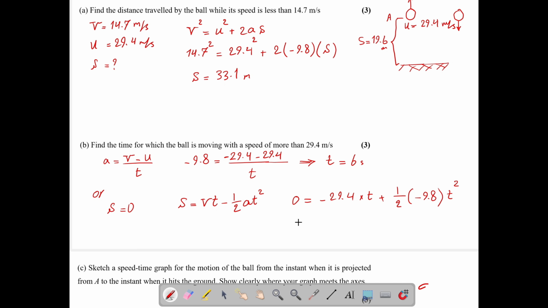T will be, one of the answers will be 0 and the other one will be 6 seconds. 0 because it is the start point, when we start at point A. So t equals 0, it's correct. And when we turn back again to the same point, our time will be 6 seconds. So this one will be our answer.